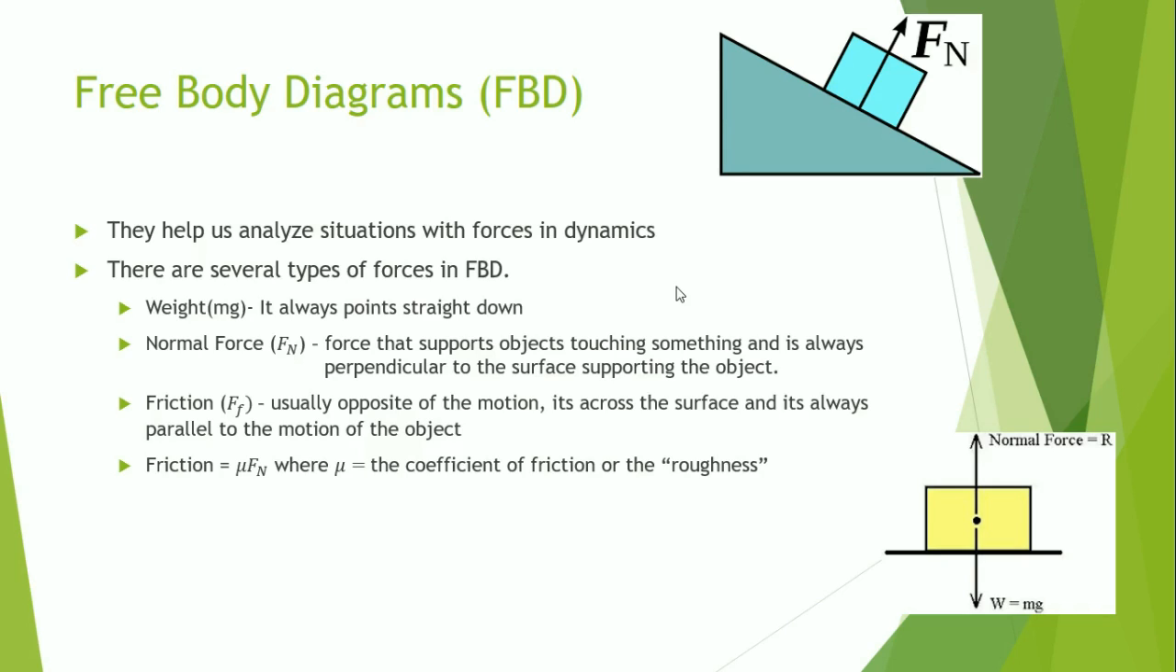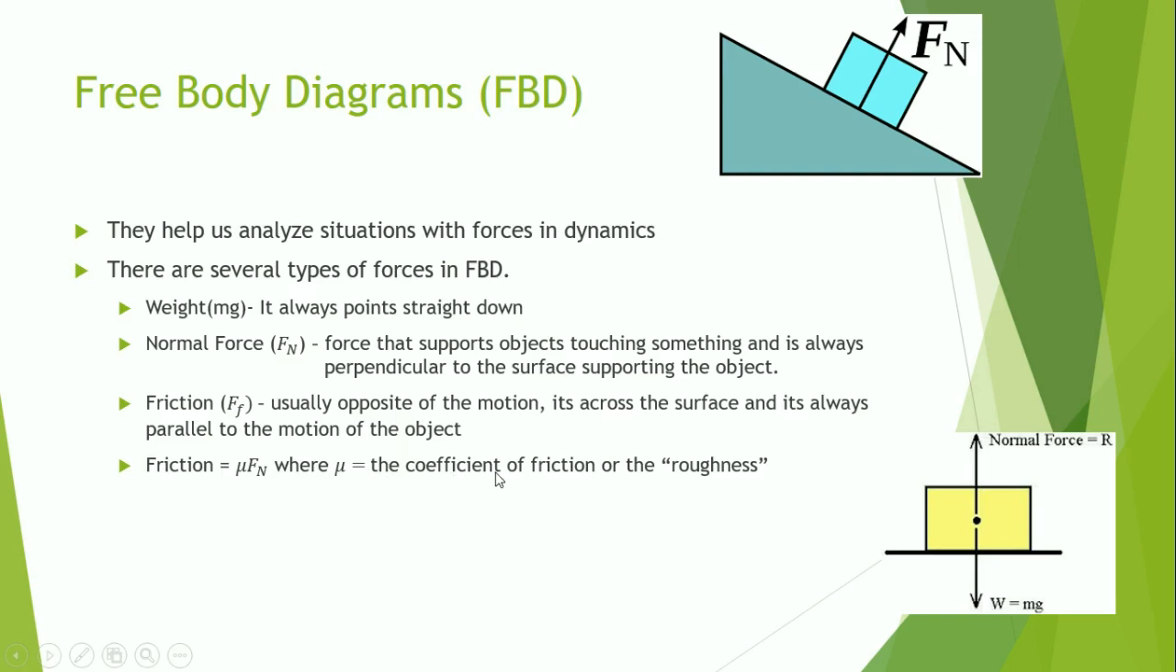So if a box is sliding, the friction has to be parallel with the ground. It can never be perpendicular. It's always across the surface, and it's parallel to the motion always. And friction can be related to the normal force. Friction equals mu times the normal force, where mu, this letter, is the coefficient of friction.